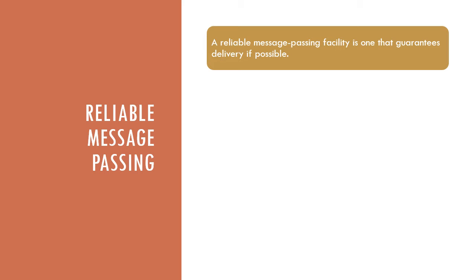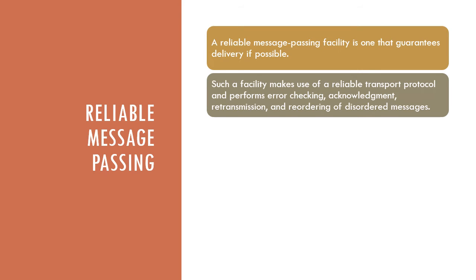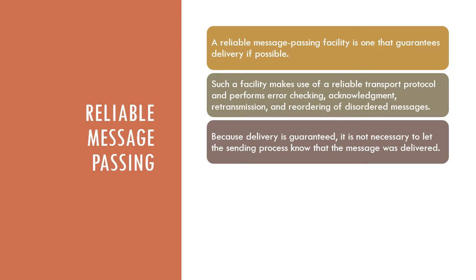Let us see what is meant by reliable message passing. A reliable message passing facility is one that guarantees delivery if possible. Such a facility makes use of a reliable transport protocol and performs error checking, acknowledgement, retransmission, and reordering of disordered messages. Because delivery is guaranteed, it is not necessary to let the sending process know that the message was delivered.